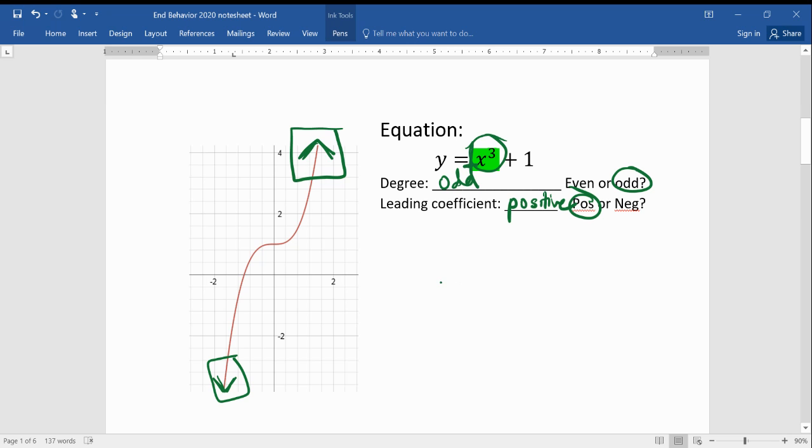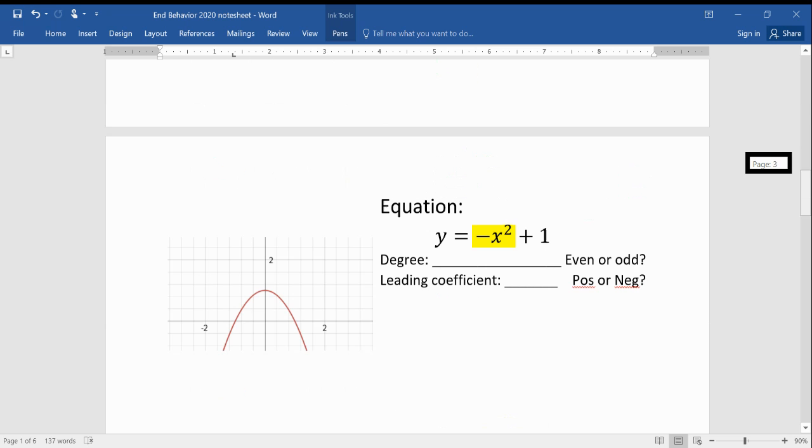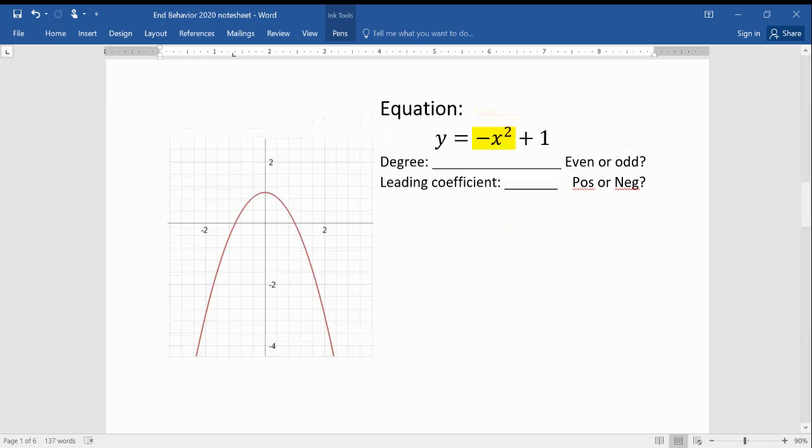So if it's odd positive, no matter what that exponent is, if it's 5, 7, 9, whatever, and the leading coefficient is a positive number, it will have this shape. Okay, so here's another one.